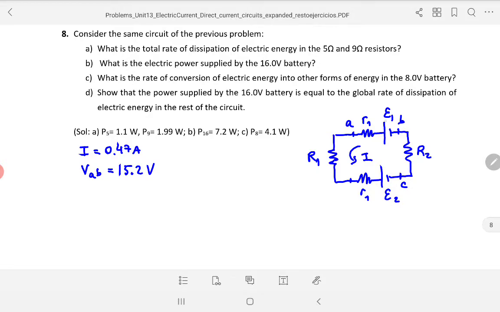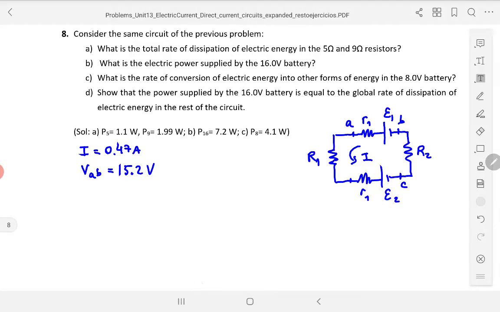The first one given by the electromotive force epsilon 1 and internal resistance small r1, and the second one was given by an internal resistance r2 and electromotive force epsilon 2. And then we had everything connected in series with a resistance big R1 and a resistance big R2. And we had already calculated that the electric current flowing across the circuit was 0.47 amperes anticlockwise.